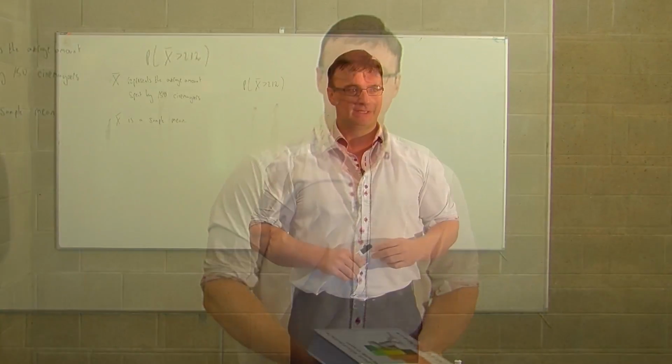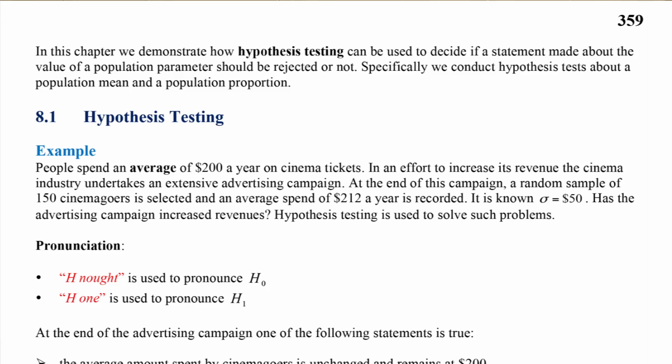Okay, in this chapter we demonstrate how hypothesis testing can be used to decide if a statement made about the value of a population parameter should be rejected or not. Specifically, we conduct hypothesis tests about a population mean and a population proportion. Now, I'd imagine you don't really appreciate what that means, but when we dive into this example, trust me, you'll know what I'm talking about. Okay, so let's start off.